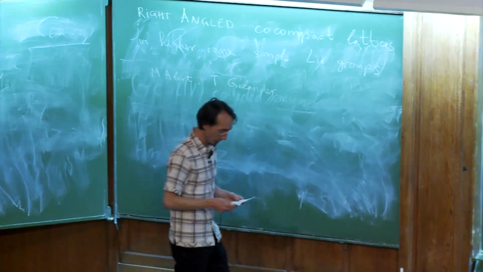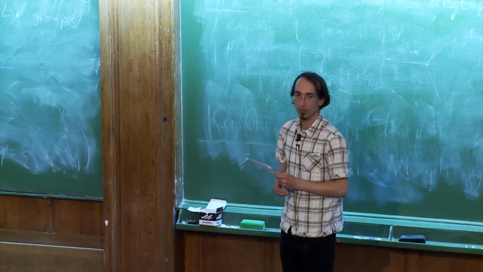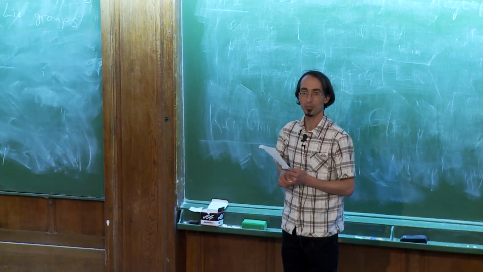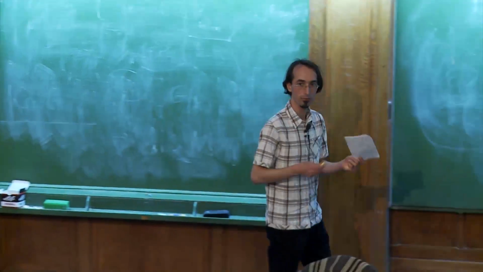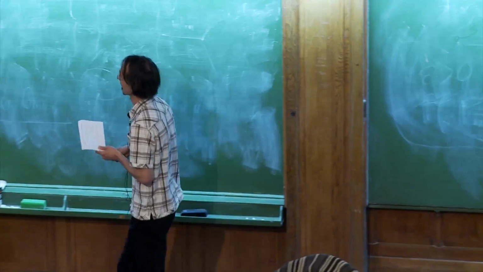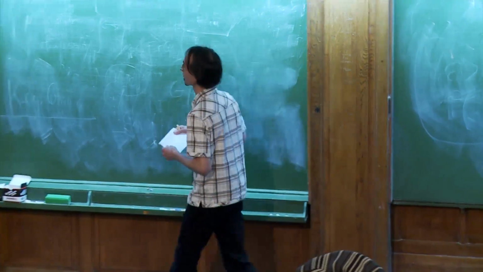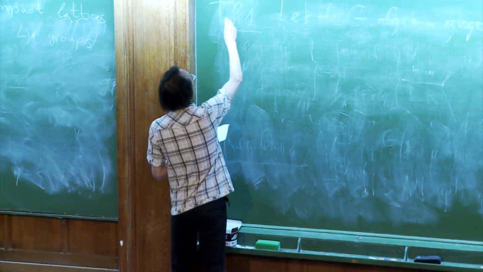And to begin with, I'll give the definition. What is a right-angled lattice? It's a bit misleading because there are the famous right-angled Artin groups, and lattices in high-rank Lie groups are never right-angled Artin groups. So what do we mean by right-angled?